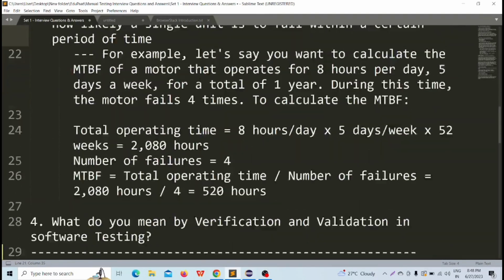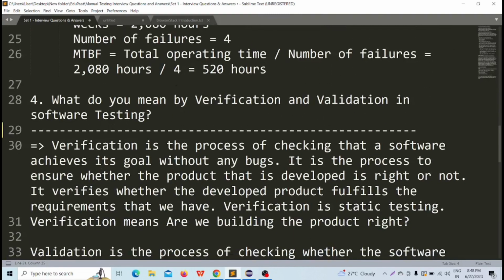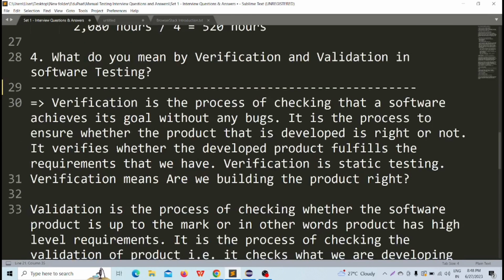Now, question number 4. What do you mean by verification and validation? Verification is the process of checking that a software achieves its goal without any bugs. It is the process to ensure whether the product that is developed is right or not. It also verifies whether the developed product fulfills the requirements that we have.